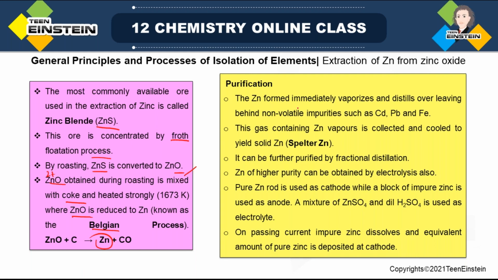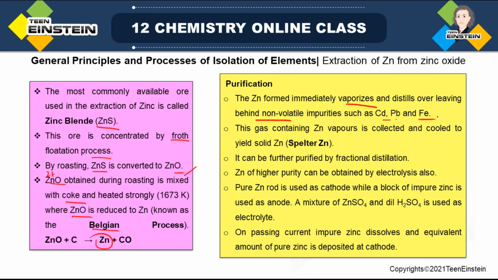The zinc that is formed will immediately vaporize, and it can be distilled over, leaving behind non-volatile impurities. Suppose zinc contains impurities which are also metals, such as cadmium, lead, and iron. How can we remove them? You can remove them by the distillation process. So distillation is one of the purification processes, and it can be used for zinc.